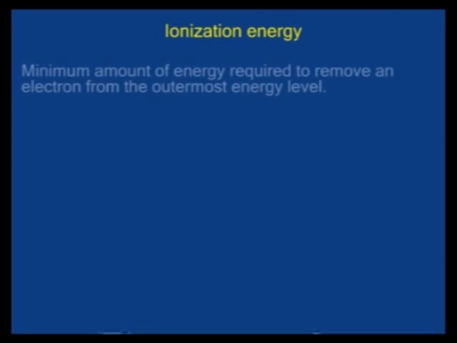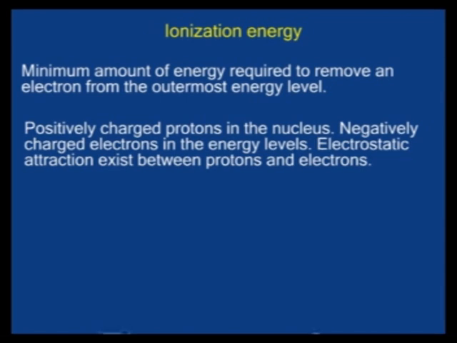How about ionization energy? And what is it anyway? Ionization energy is the minimum amount of energy required to remove an electron from the outermost energy level. Now, just to remind ourselves, in an atom, the protons are positively charged and are found in the nucleus. The electrons, on the other hand, are negatively charged and are found in the energy levels. There thus exists an attraction between the protons and the electrons according to the law of electrostatics.